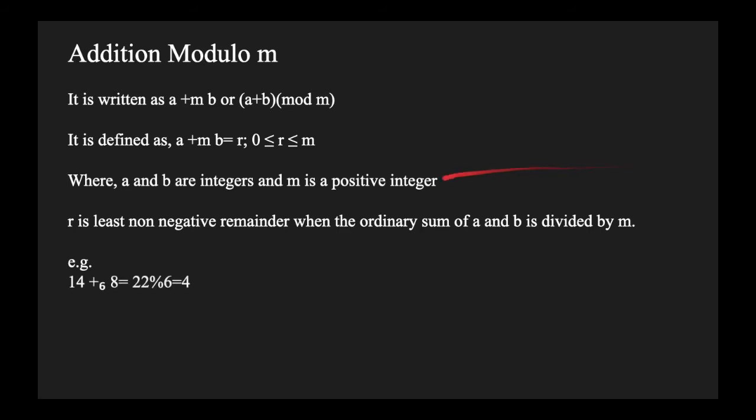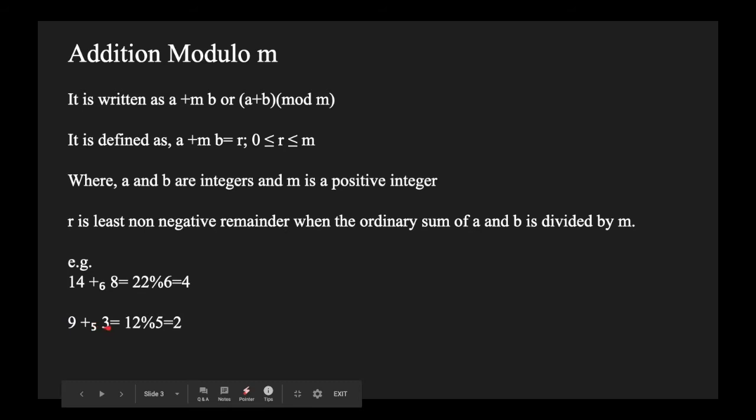For example, here 14 addition modulo 6 8, that means what we need to do, just add 14 and 8, that is 22. It is also written like this, 22 percentage 6, that means 14 plus 8, that is 22, divided by 6. So the remainder will be 4. In the same manner, 9 addition modulo 5 3, that means add 9 and 3, that is 12. 12 percentage 5, that means 12 divided by 5, so we'll get remainder 2.